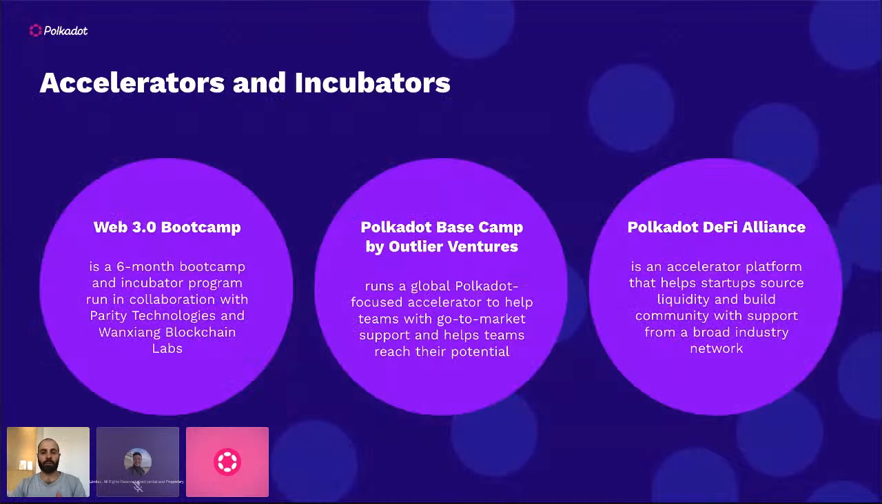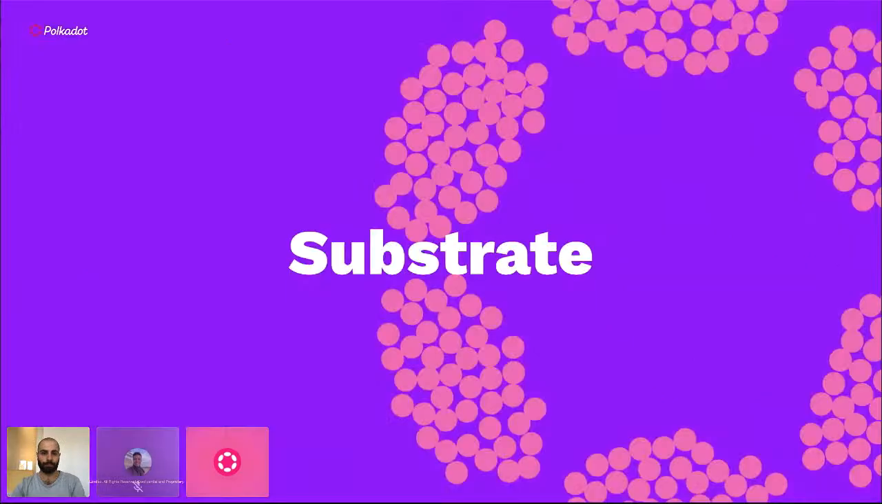There's also accelerators and incubators. If you think that you still need help with your project, there are bootcamp style learning programs. For example, Polkadot Basecamp, run by Outlier Ventures, has a monthly meeting in which you could start getting feedback on your ideas, getting more involved in the community, developing your idea further. Or the Polkadot DeFi Alliance Accelerator Program. These are the things that are quite available and are looking for great applications to be a part of them.